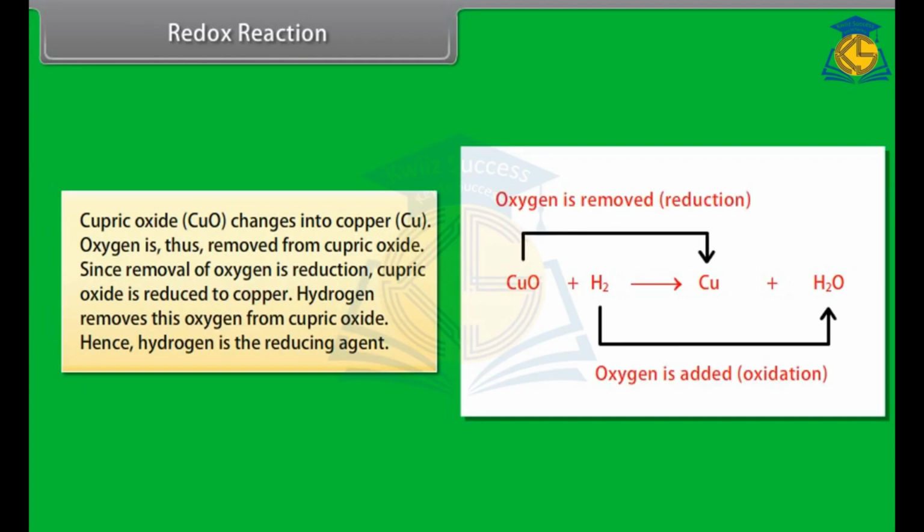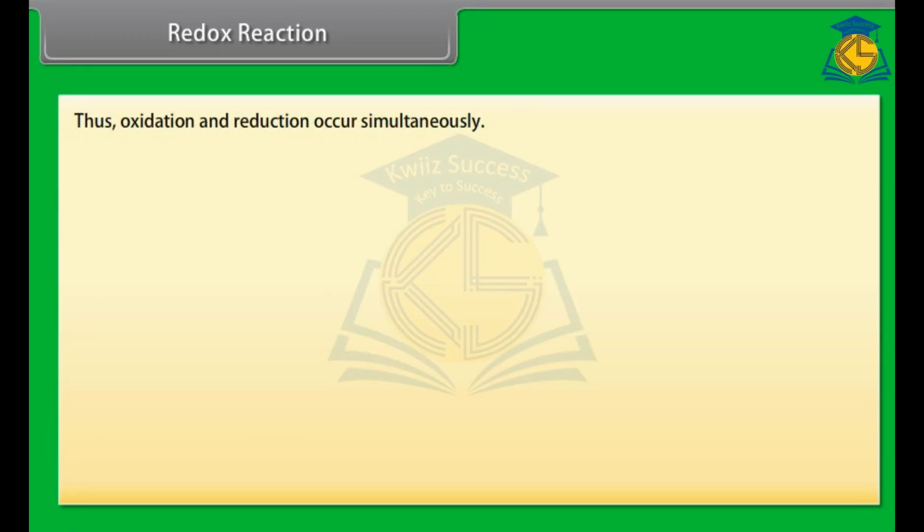Oxygen is thus removed from cupric oxide. Since removal of oxygen is reduction, cupric oxide is reduced to copper. Hydrogen removes this oxygen from cupric oxide. Hence, hydrogen is the reducing agent. Thus, oxidation and reduction occur simultaneously.